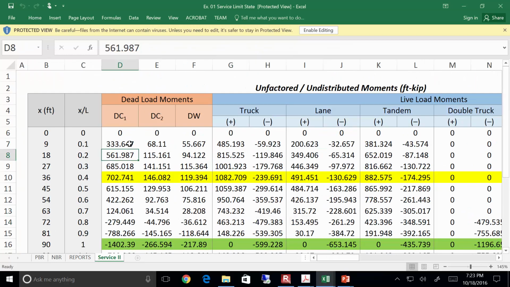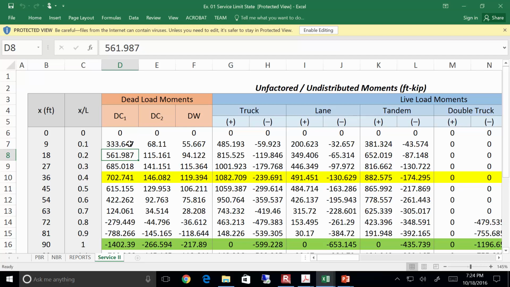Let me go over here. Now, if I just look at the dead load moments, notice how as you start going down the span, see how I've got the 0.4 highlighted? Notice how these are the largest positive moments that we're really seeing, because we got, what, 333, 561, 685, then we got 702, then it starts to drop back down. See how that 0.4L, that's the maximum positive moments that we're seeing? So these are the moments that I'm going to use for the positive bending stresses, or for the positive bending region. Okay, so these are the dead load moments.